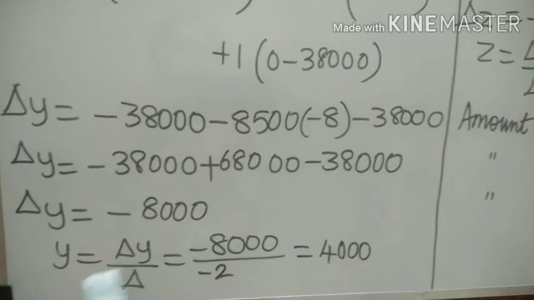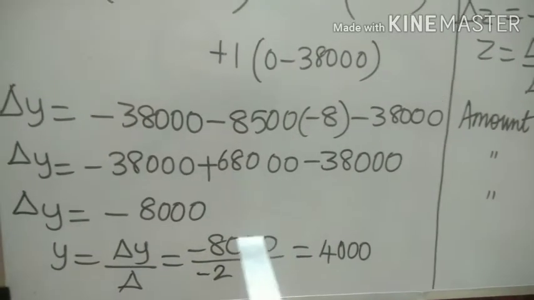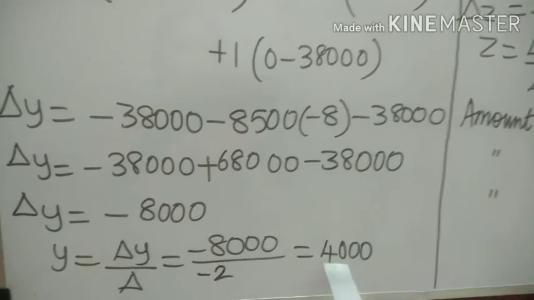So, what is the Y value? Del Y by del, that is minus 8,000 by minus 2, which is 4,000.